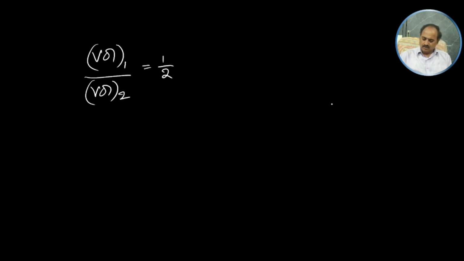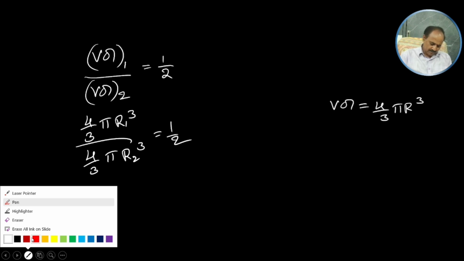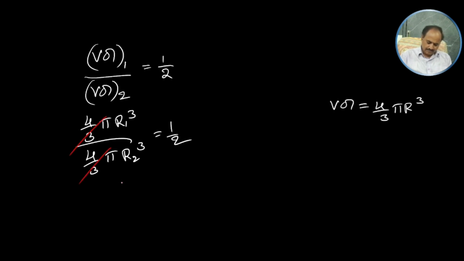by 2. But volume equals what? Volume of the sphere is 4 by 3 pi r cube. It may be small r or capital R. Let us write capital R, 4 by 3 pi R cube. Then I can write 4 by 3 pi into R1 cube divided by 4 by 3 pi R2 cube is equal to 1 by 2. Here 4 by 3 pi cancelled.